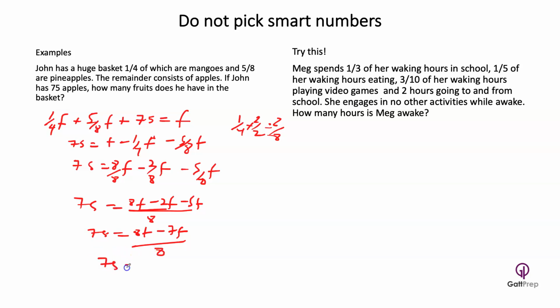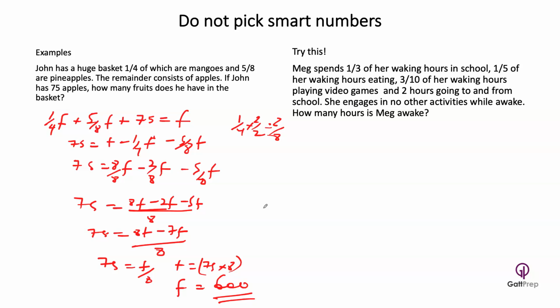So 75 is equal to 8f minus 7f, which is f, all over 8. And so here you have f is equal to 75 times 8. So f is equal to what? Very, very, very simple stuff. So here we did not pick any smart number.